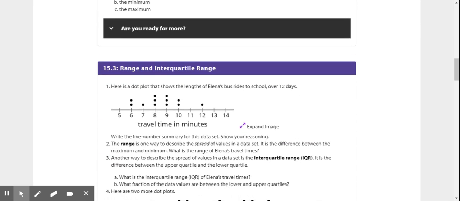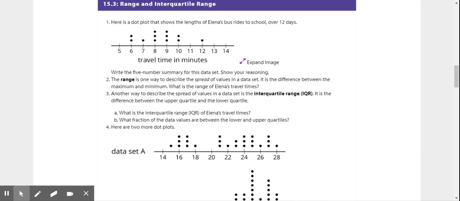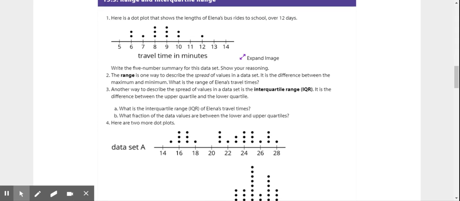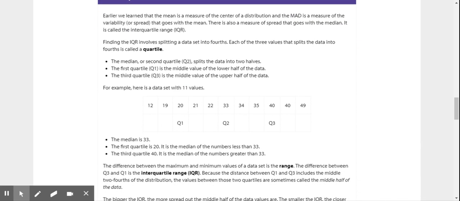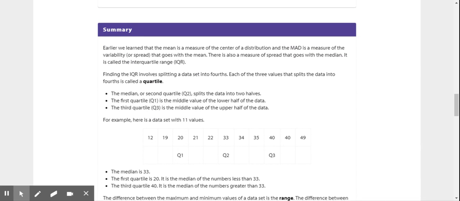So let's go on. It talks about the interquartile range here as well. I'm going to actually skip this one, and I want to go on to the summary just so you have lots of time to really think through this and practice it in the cool down. So it says earlier we learned that the mean is a measure of center and the MAD is a measure of variability. There's also a measure of spread that goes with the median, and it's called the interquartile range.